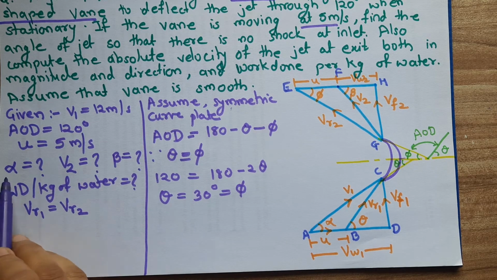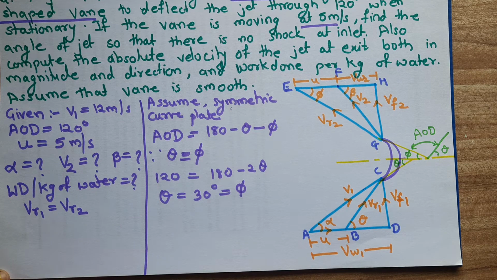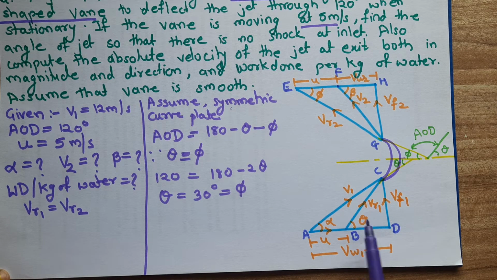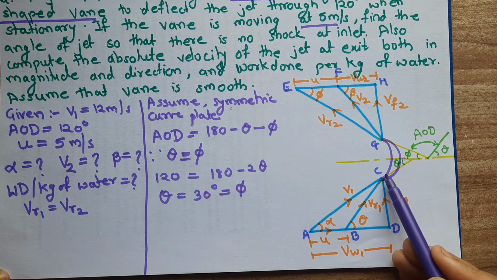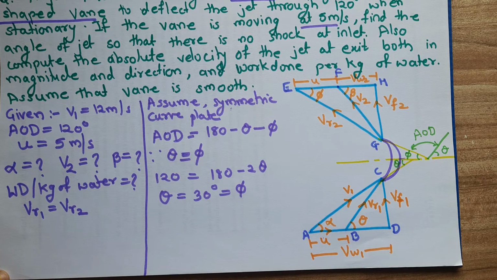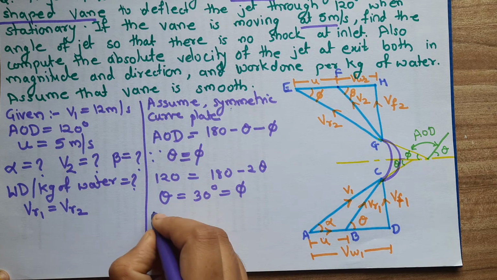Now here we are supposed to find alpha. When we want to find alpha, the known things are V1, U and the external angle theta. So when two adjacent sides are known to us and the external angle theta, why am I saying external angle? Because for this triangle ACB, this theta is the external angle. So when the external angle and two adjacent sides are known to us, use the sine rule.